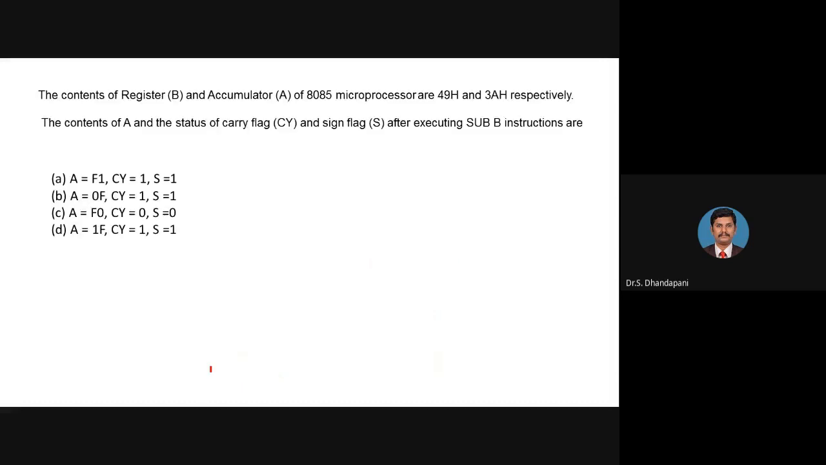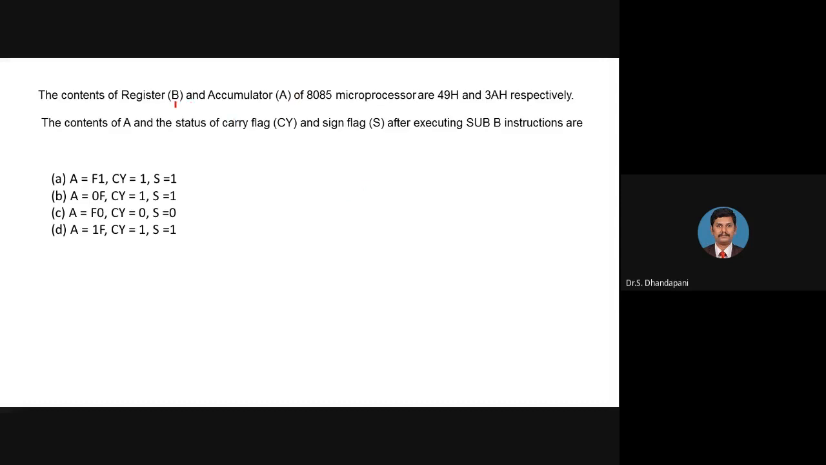Next question. The contents of register B and accumulator A of the 8085 microprocessor are already given: the values 49 and 3A in hexadecimal. Find the contents of A and the status of the carry flag and sign flag after executing the instruction SUB B. This is a very simple question.